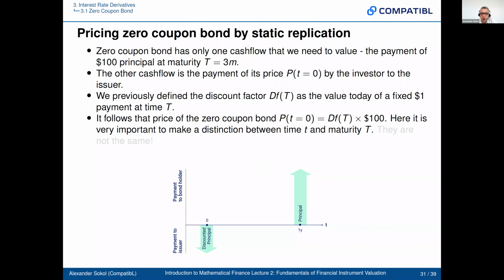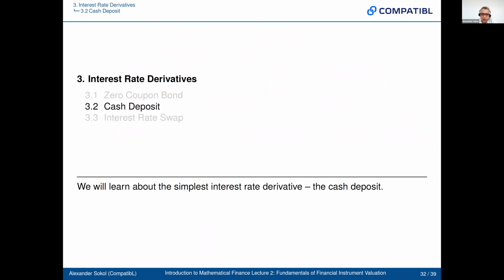And note that maturity time T capital and time t small, when you observe the price, are not the same, they're different. Now that we've done the zero coupon bond, which turns out to be the same as the discount factor, and the price is equal to the discount factor times principal, let's look at a more complex instrument, the cash deposit, and then the interest rate swap.